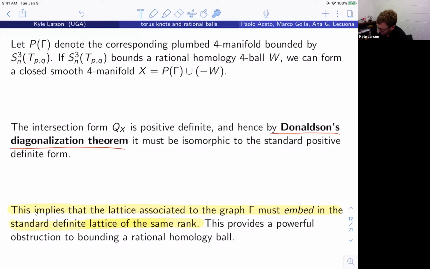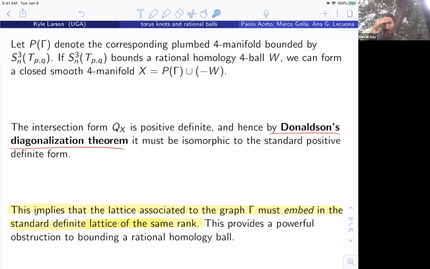And this is our obstruction. If the 3-manifold bounds a rational homology ball, then we have this lattice corresponding to a plumbing. And by Donaldson's theorem, this lattice must embed in the standard definite lattice of the same rank. And so if there is no such embedding, then the 3-manifold does not bound a rational homology ball.